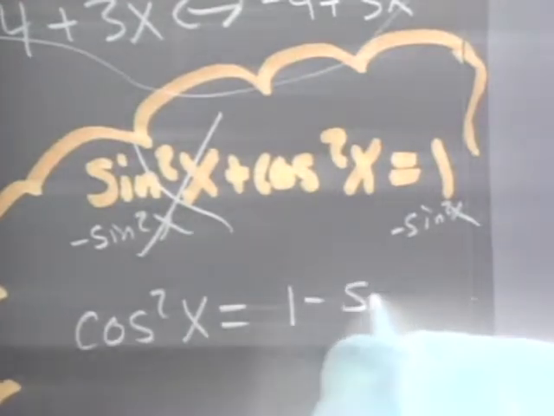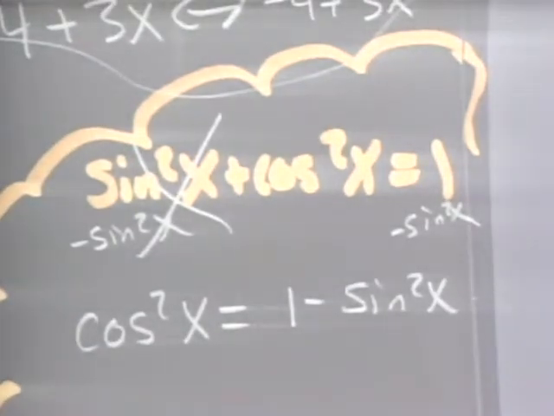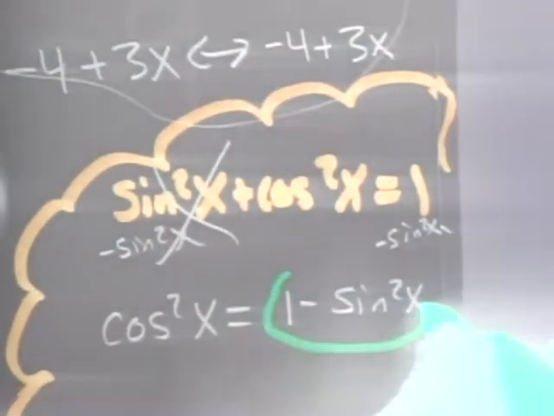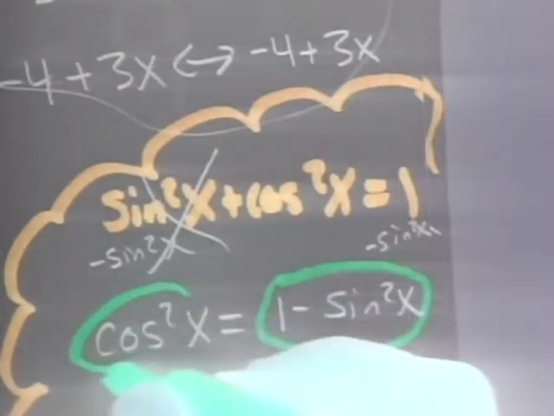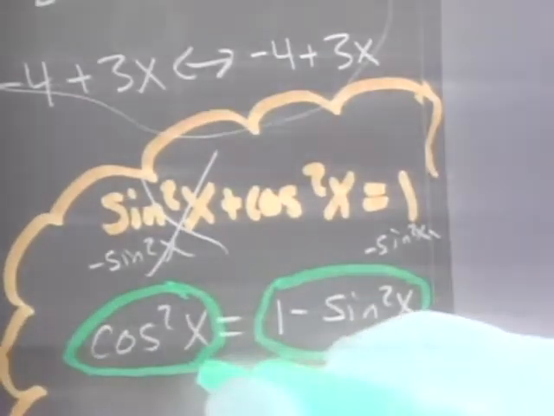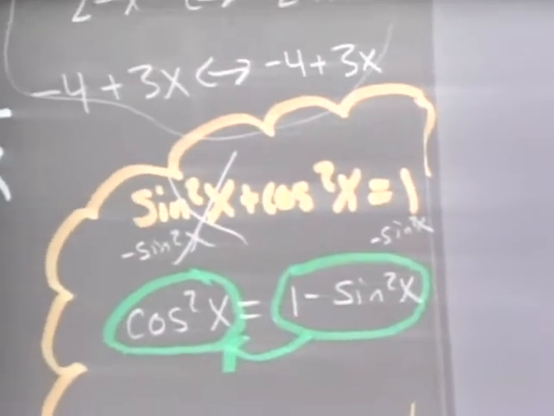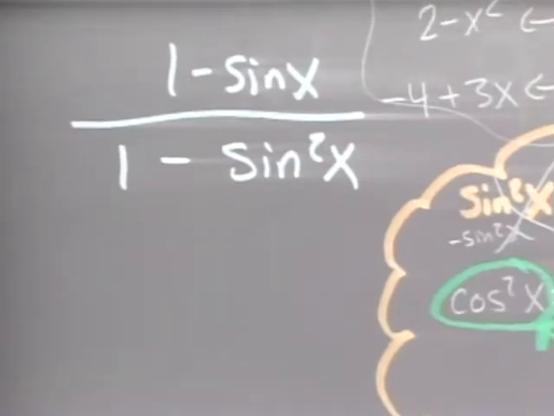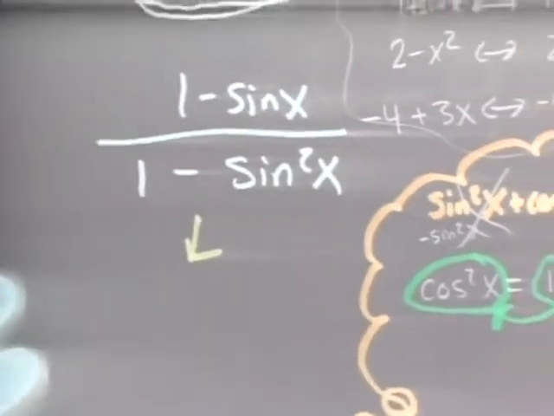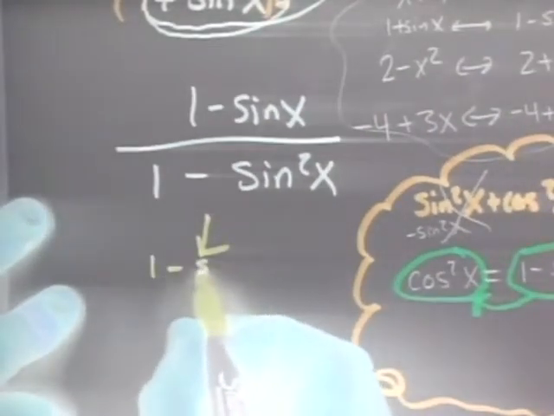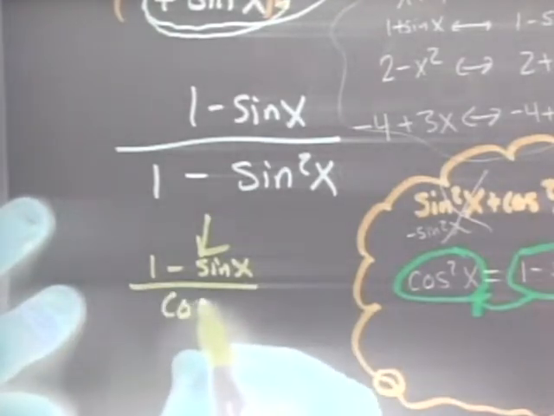What that means is I have a new identity that allows me to say, if I ever see a 1 minus sine squared x, it can always be subbed out and replaced with this. Well, it just so happens that I do. On the bottom of this fraction, I have a 1 minus sine squared x. So what I can do is change it into a cosine squared x. The fraction now is going to say 1 minus sine x over cosine squared x. Just like that.